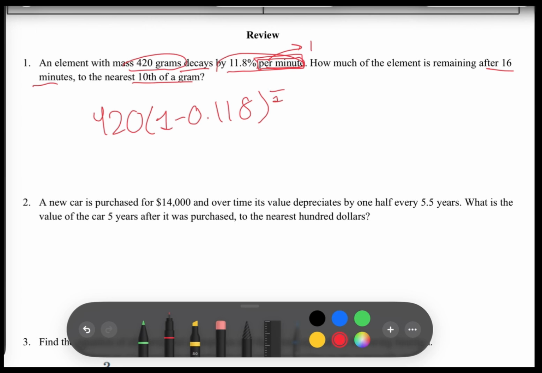And then it's asking how much of the element is remaining after 16 minutes. So that's our time. So we write 16 minutes. Because it shows you that even though the rate is being applied per minute, they want you to find how much is remaining after 16 minutes. So now you just put this in your calculator and you're going to get around 56.3 grams. And this is your 10th place.